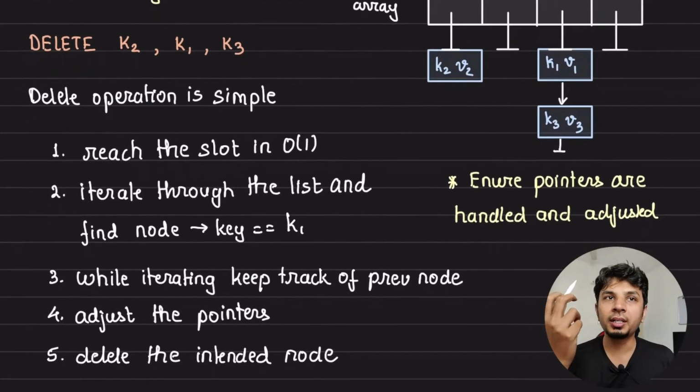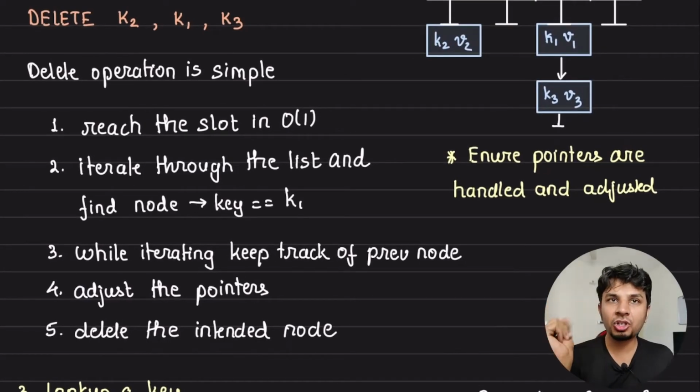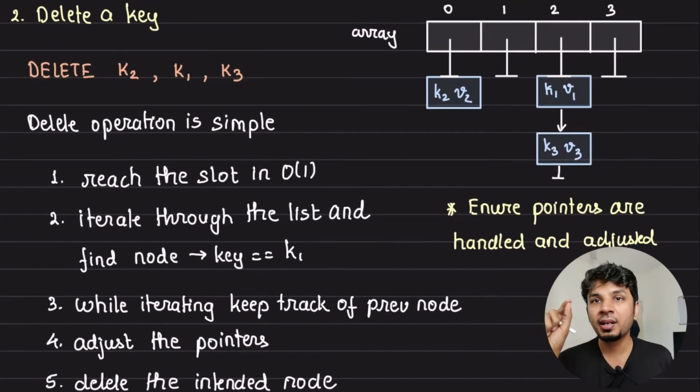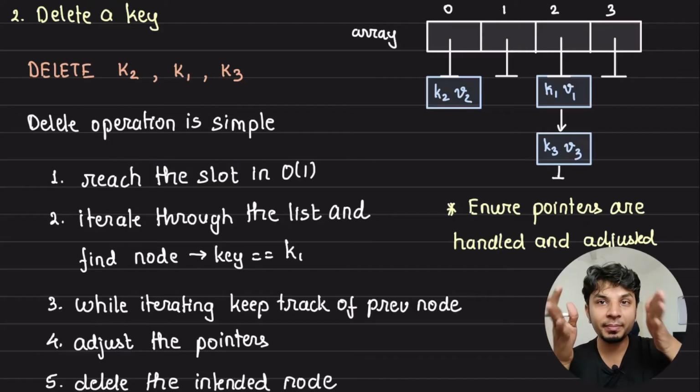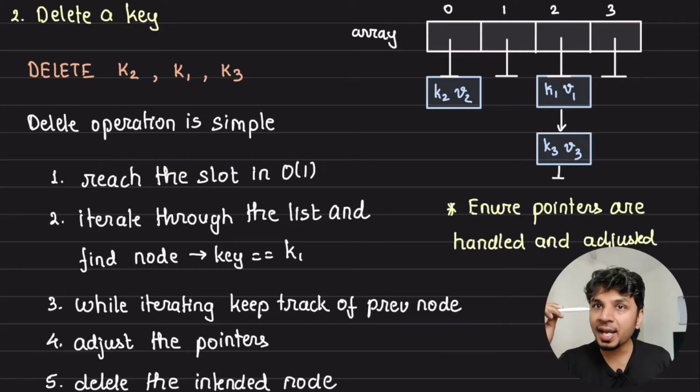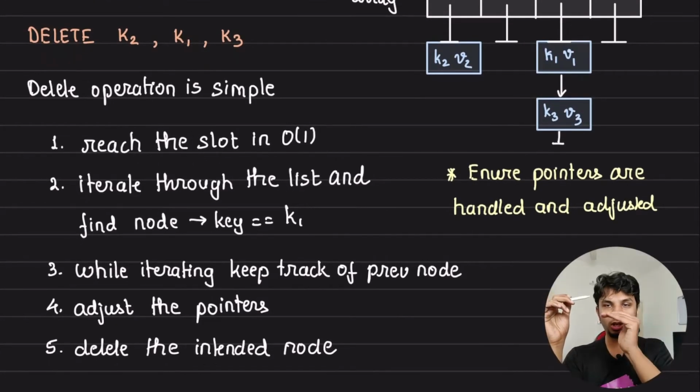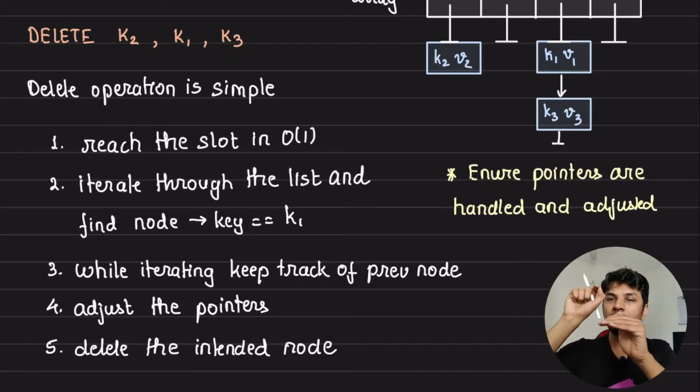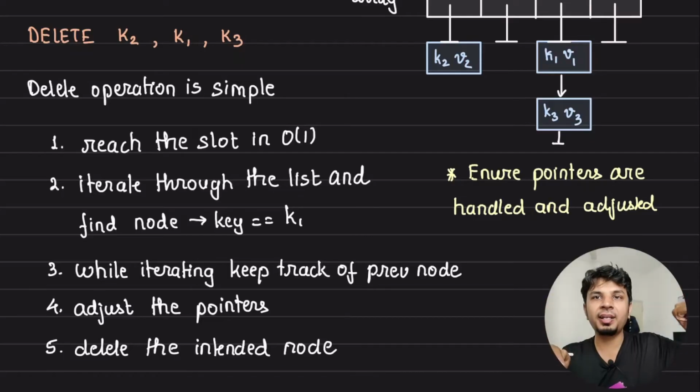So now how would we do delete? Delete operation is pretty simple. We reach the slot in order 1 because given a key, we pass it to the hash function, and we get the index. Once we get the index, we know which linked list we are targeting. Then we start iterating through the list node by node to find where node arrow key equals K1, which means we'll identify the node where my key is present. While we are iterating, we would have to keep track of a previous node, right? Once we reach the node that we intend to delete, we would have to adjust the pointer. So the previous node would point to the next node and we would delete the intended node, right?